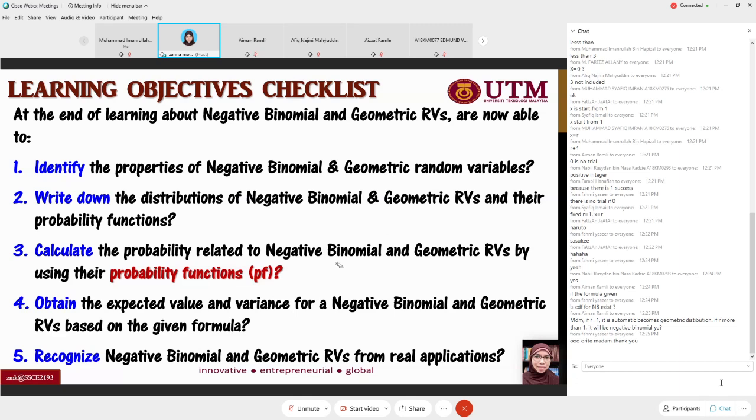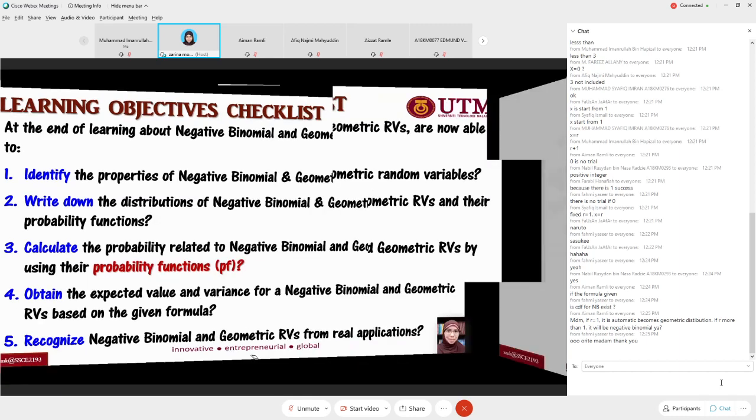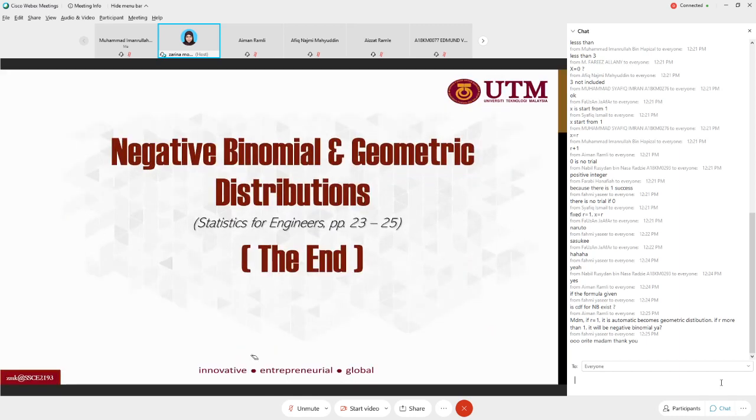Very good. So basically, we finish with this variable, especially on geometric distribution. So we will go into hypergeometric shortly after this. Stay put. I'm going to change the slide.